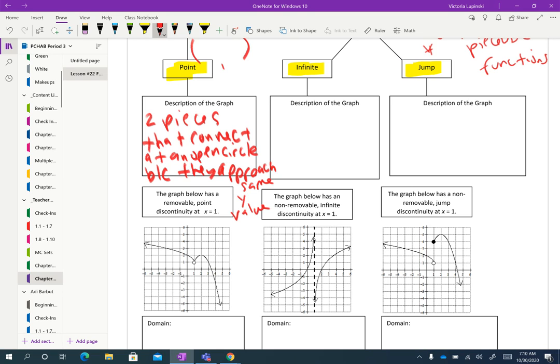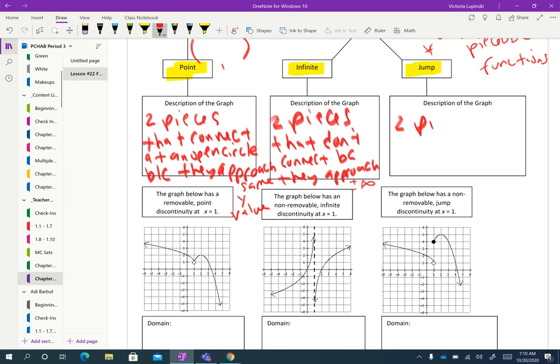Whereas if you're talking about an infinite discontinuity, you would describe this as two pieces that don't connect because they approach positive or negative infinity. We'll say plus or minus infinity. And then finally, for the jump, you would write this as two pieces that don't connect because they approach different y values.